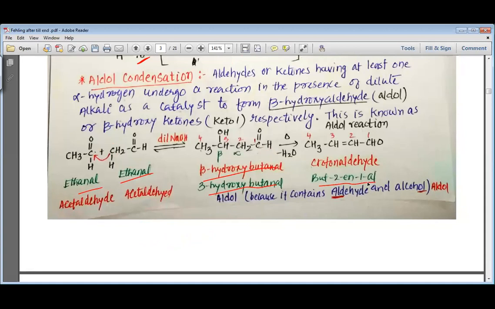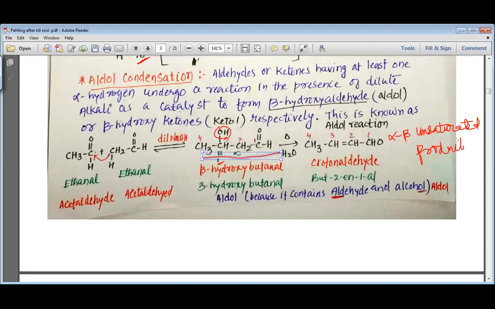Now please remember, my dear students, that as soon as you get the beta hydroxy product, that is your alcohol OH group on the beta carbon, when we heat it, the OH group from the beta carbon is removed, one hydrogen from the alpha carbon is removed, and we get an alpha beta unsaturated product.